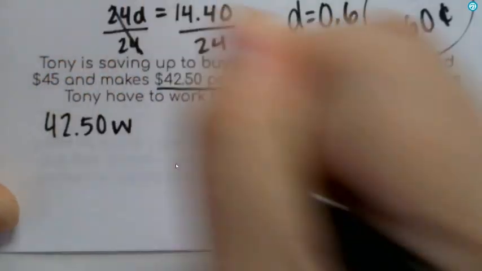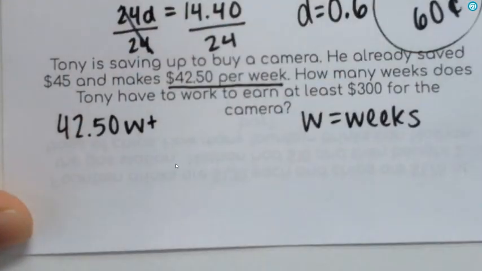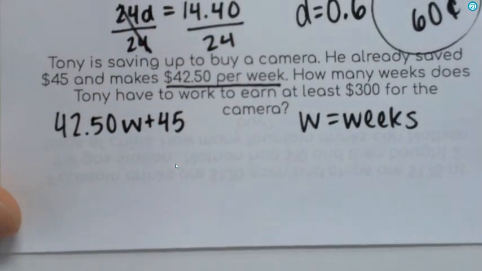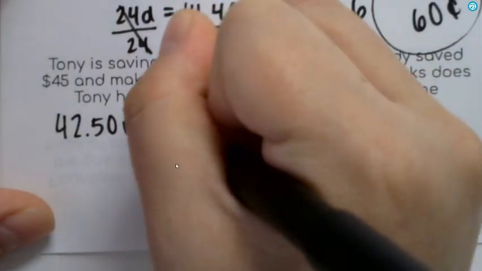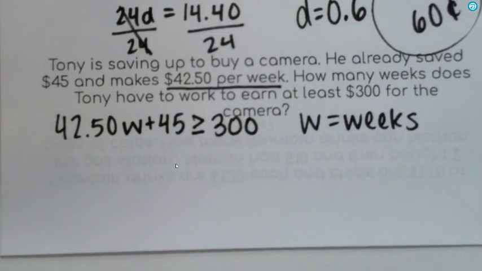We're going to do 42.50W plus, he already has that $45. That's already in his pocket. And we are trying to save at least $300. Would he still have enough money to buy his camera if he saved more than $300? Yes. So in this situation, we're going to write an inequality. We are going to say that he needs greater than or equal to $300. So at least usually means greater than or equal to, because we need at least that much or more.